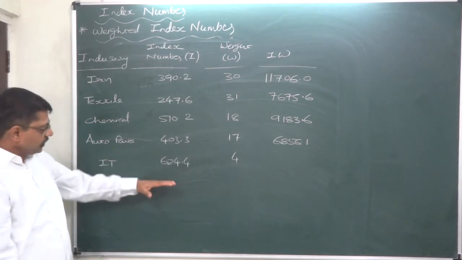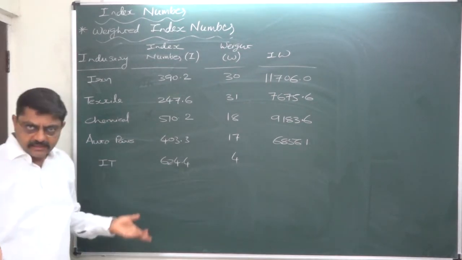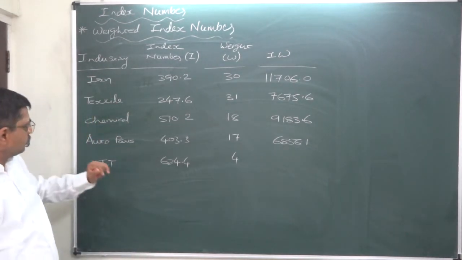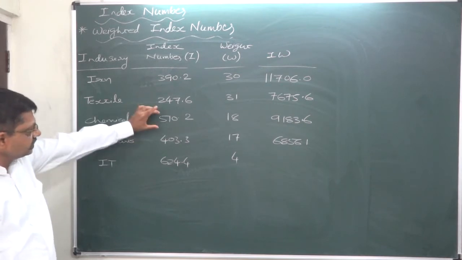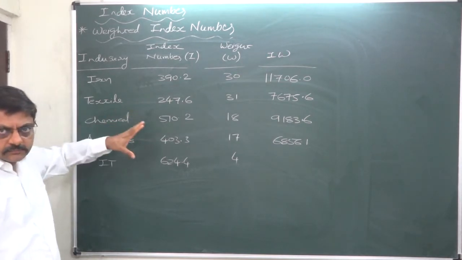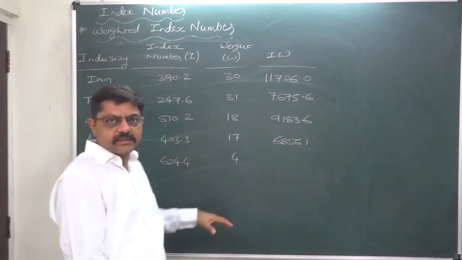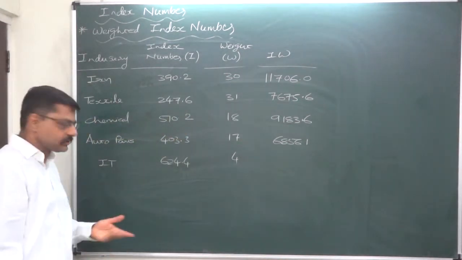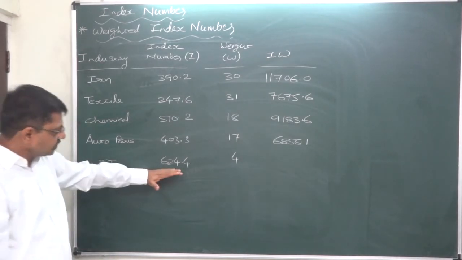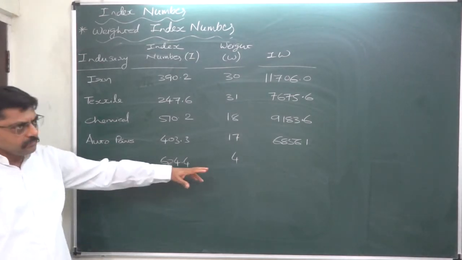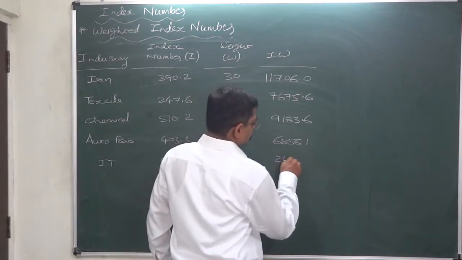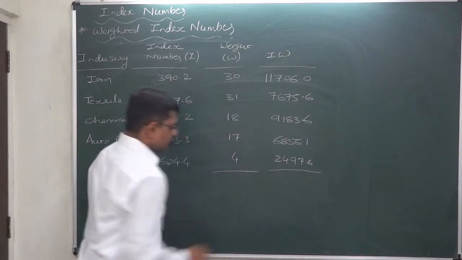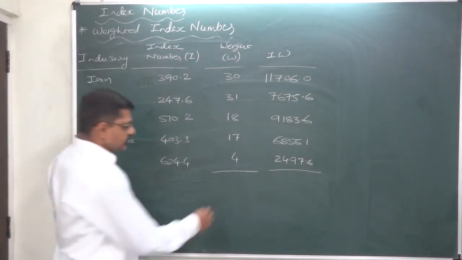See, a huge jump in case of the IT industry. Practically it is also like this, and auto also. Chemical, that is the heart of industrialization. With the help of the use of sulfuric acid, we can make judgments about the industrial progress of any state or country or city. IT industry, 624.4 into 4, 2497.6. Get the total of these. The total of weights is obviously 100.